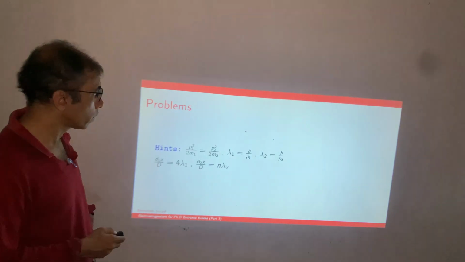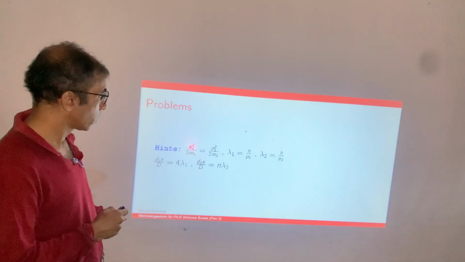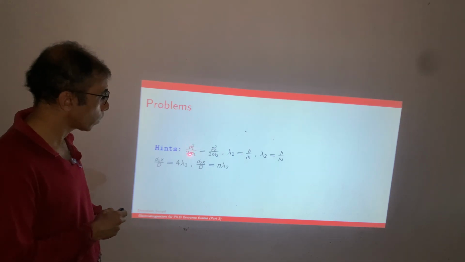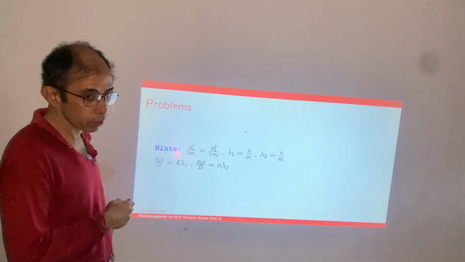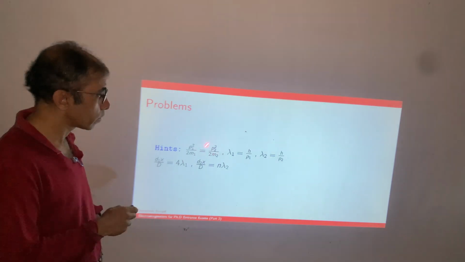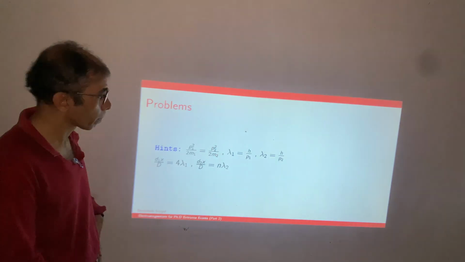So here we need two things. This is given: the kinetic energy is the same. So this is for fullerene. P1 squared by 2m1 is the kinetic energy of the fullerene molecule, and that should be equal to the kinetic energy of the C70 molecule, P2 squared by 2m70.